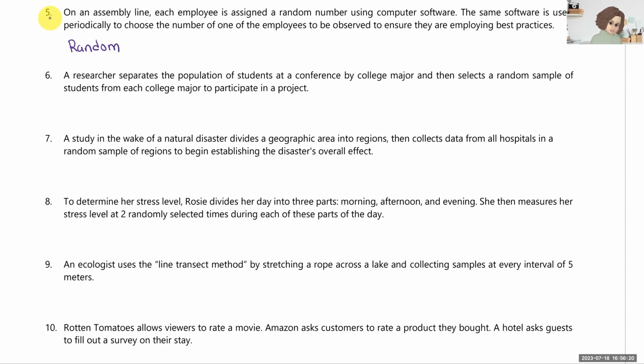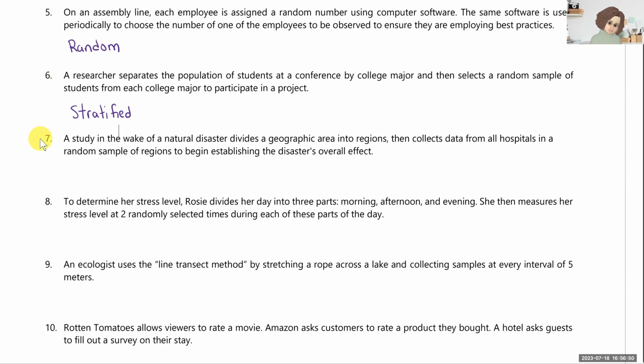So it's like names put in a hat or raffle tickets put in a tumbler. It's just now a computer is randomly picking the number. Right, number 6, a researcher separates the population of students at a conference by their college major and then selects a random sample of students from each college major to participate in a project. So some from each is again our stratified method.